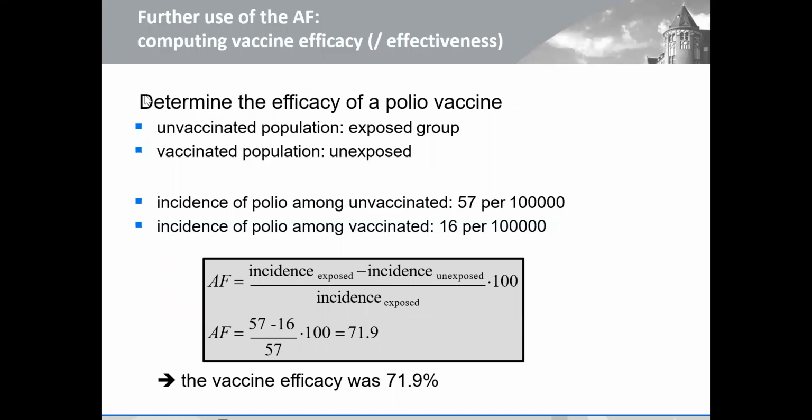So this is the formula for attributable fraction: the incidence in exposed minus incidence in unexposed, over the incidence in the exposed, times 100%. From the attributable fraction, this is the number of cases that can be prevented if the exposure is removed. So in terms of vaccine efficacy now, it becomes 71.9% based on this principle.